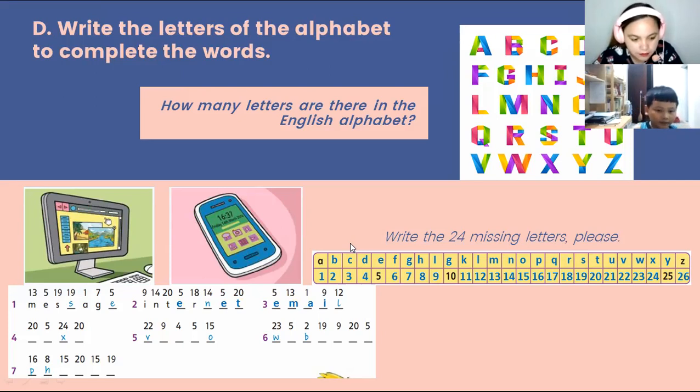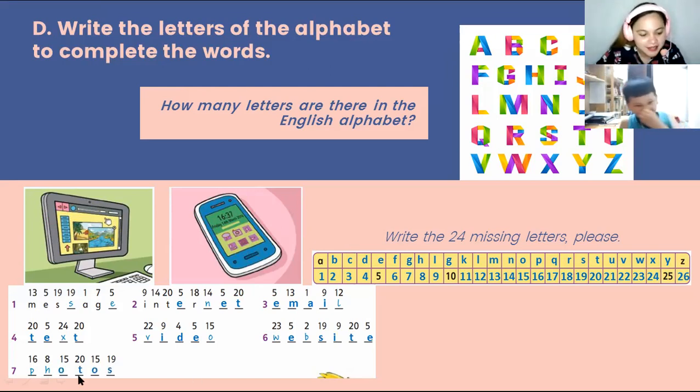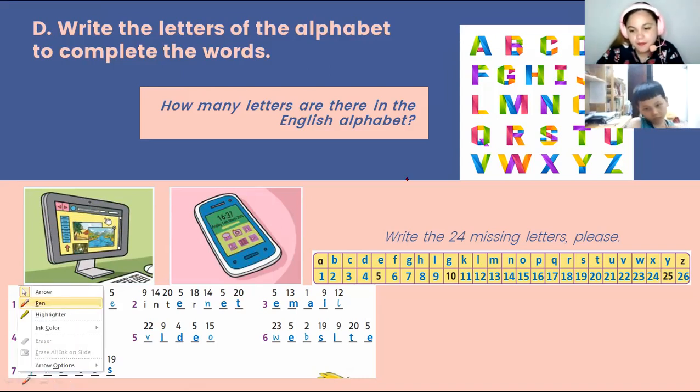Text. Very good. Next, five. Video. Six. Website. Very good. Seven. Phone. Photos, not phone. All right, so one mistake, the total of 5 points.